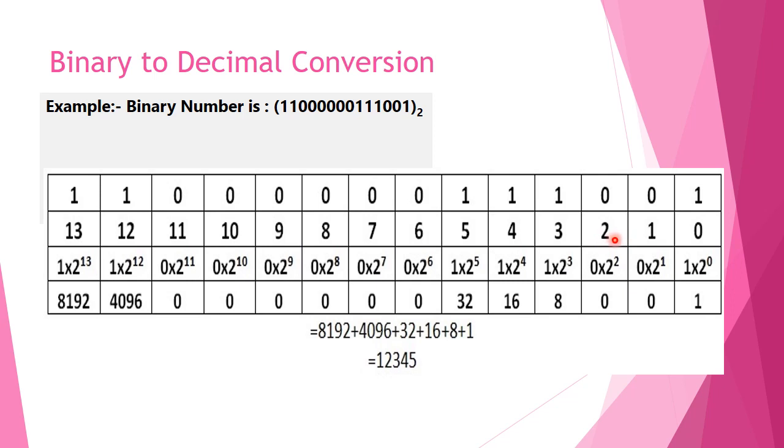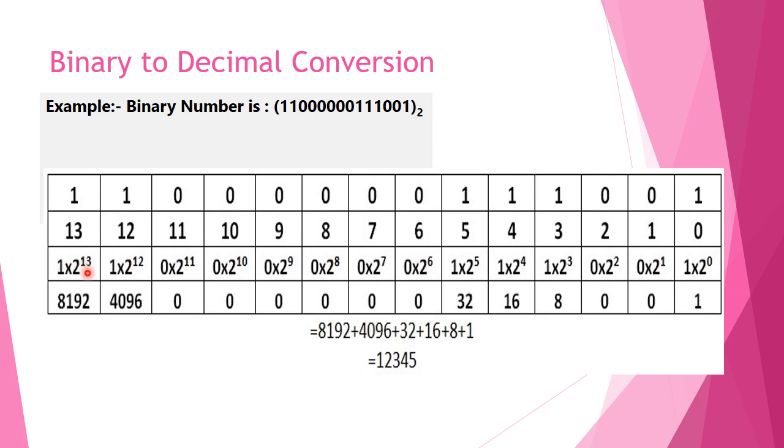And here the position is 2, so that's why 2 to the power of 2, and here the position is 3, so that's why 2 to the power of 3, and here the position is 4, so 2 to the power of 4, and so on like that, 6, 7, 8, 9, 10, 11, 12 and 13. And now you need to calculate this.